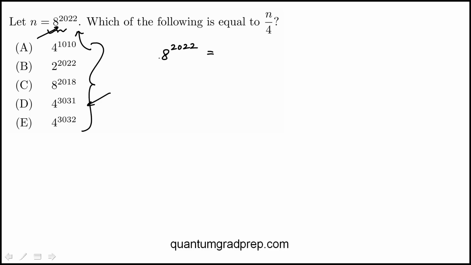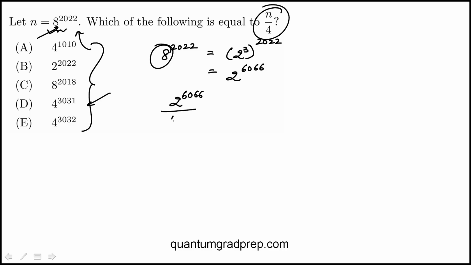So the first thing you want to do is to change that 8 to a power of 2. So it's 2 cubed. And then this becomes 3 times 2022, which would be 6066. They're asking us about n over 4. So this number divided by 4. I'm going to rewrite this as power of 2. So that's 2 squared, which means now I can use the difference rule.